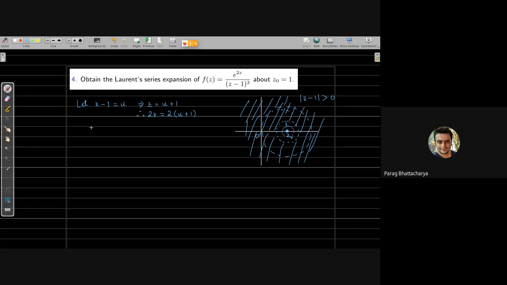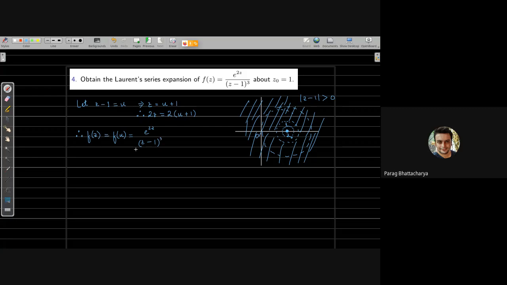Therefore, this function f of z, we will make a change of variables and write this function in terms of u. When you write this function in terms of u, what will happen? Earlier we had e to the power twice z divided by (z minus 1) whole cube. So this is what we had earlier.